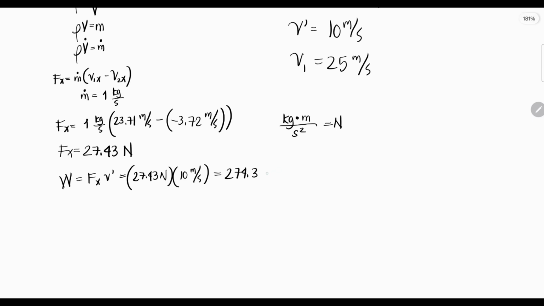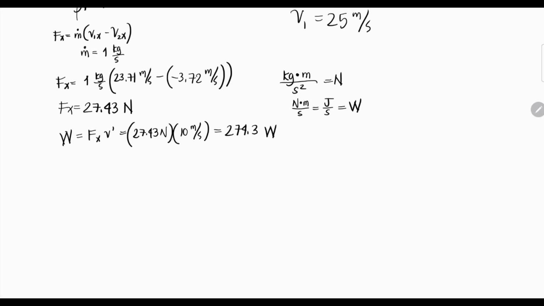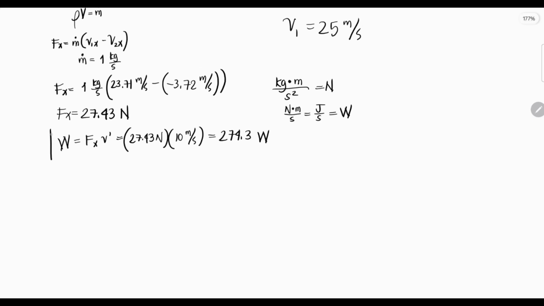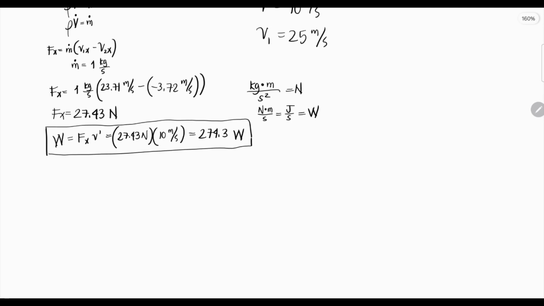So, ito naman, ang unit natin is in watts. Bakit? Kasi Newton times meter per second. So this is Newton meter. This is in joule per second. Joule per second is watts. Ayan. So, na yung sagot for the work done ng fluid doon sa vein.